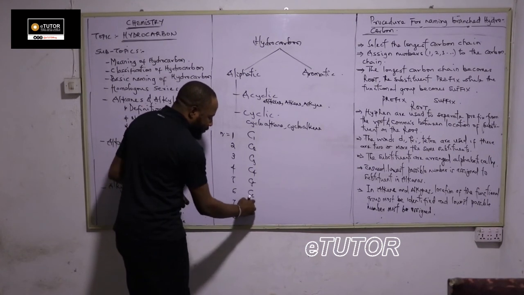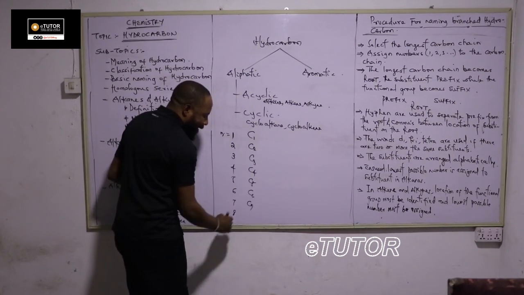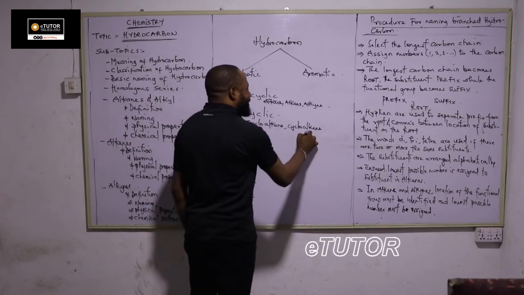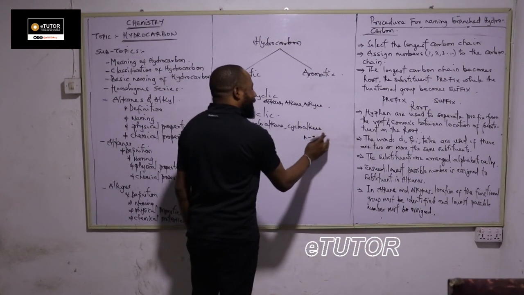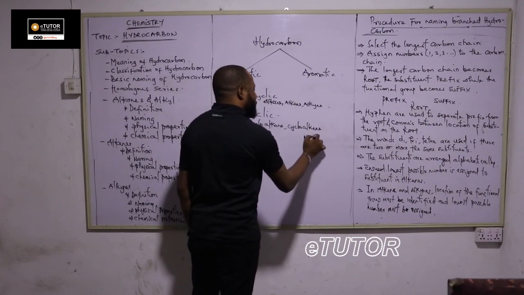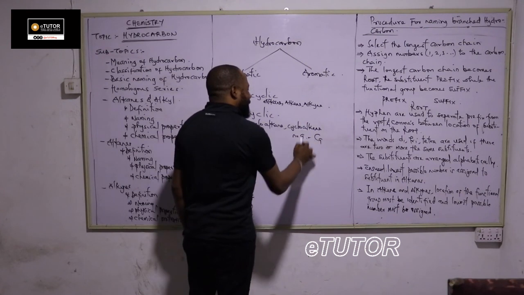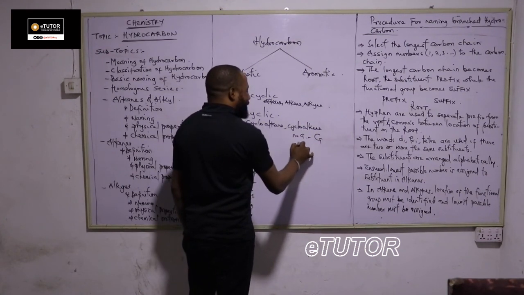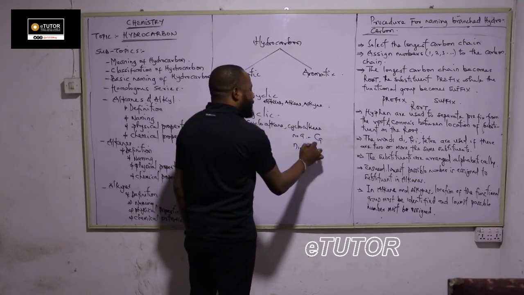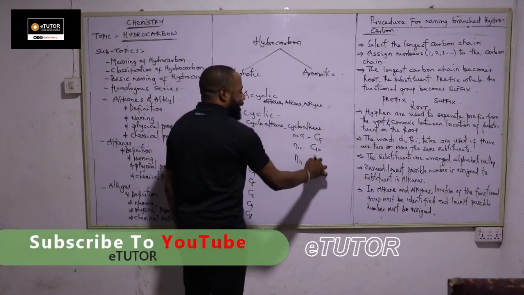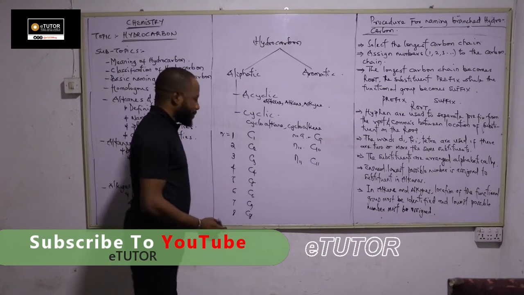When N is 7, 7 carbon atoms. When N is 8, 8 carbon atoms. When N is 9, 9 carbon atoms. And when N is 10, we have 10 carbon atoms. When N is 11, 11 carbon atoms, etc.